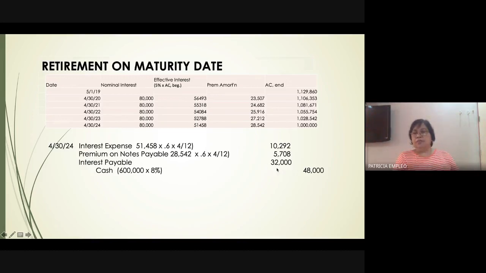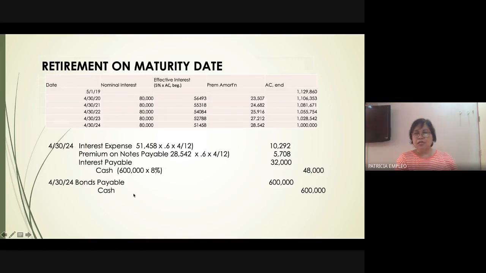Recognize your interest payable that was recorded last year, credit cash for 48,000. We are preparing 2 separate entries to record the payment of the last periodic interest that is for 48,000 and to record the settlement of the 600,000, because here we have updated the premium and the premium should be brought to zero already after this entry.